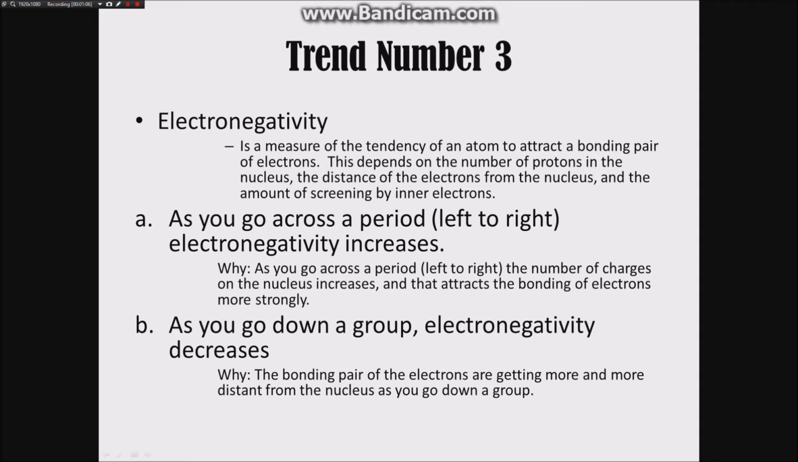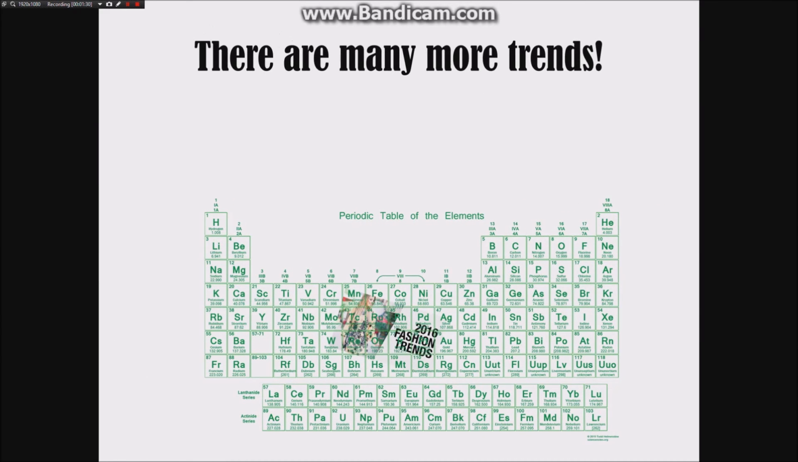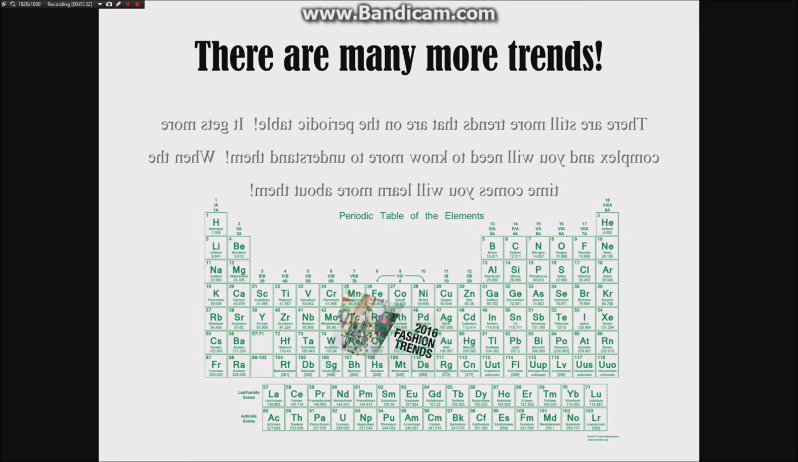As you go across the period from left to right, electronegativity increases. As you go across the period, the number of charges on the nucleus increases, and it attracts the bonding electrons more strongly. As you go down a group, the electronegativity decreases. This is because the bonding pair of electrons are getting more and more distant from the nucleus as you go down a group.